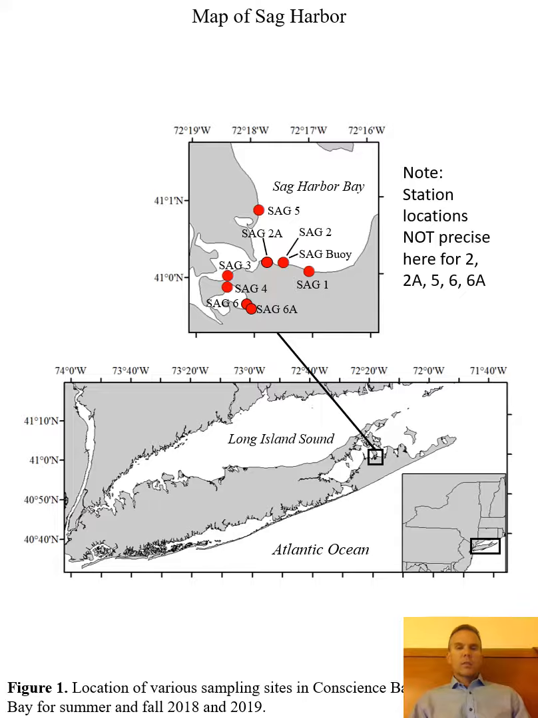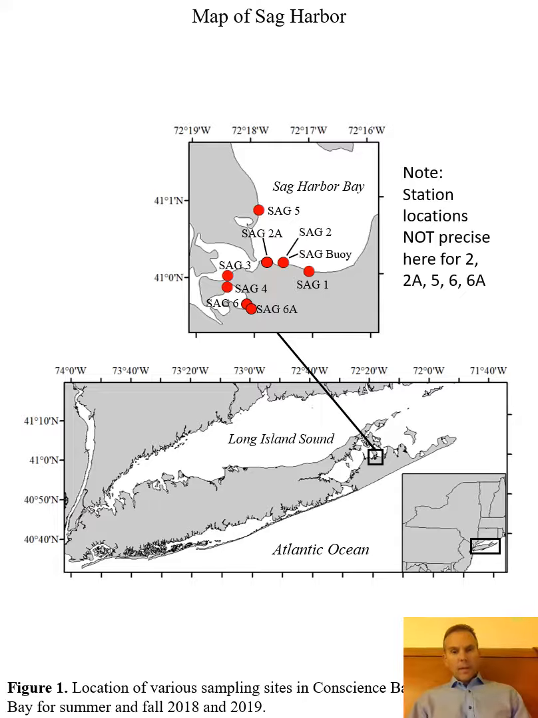Site 5 was here in North Haven as an out site for 2018. For 2019, we got water from the harbor master from within the harbor as requested. Site 3 was Ship Ashore. Site 4 was Sag Harbor Cove.